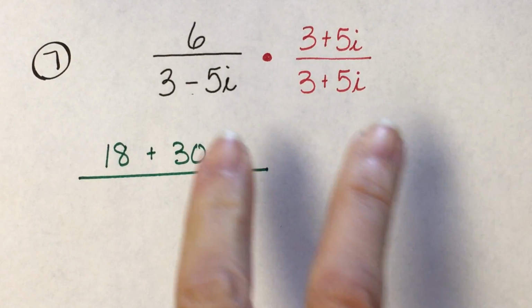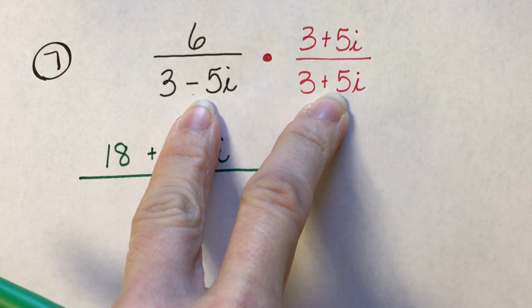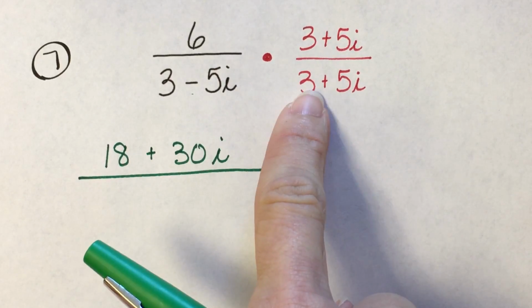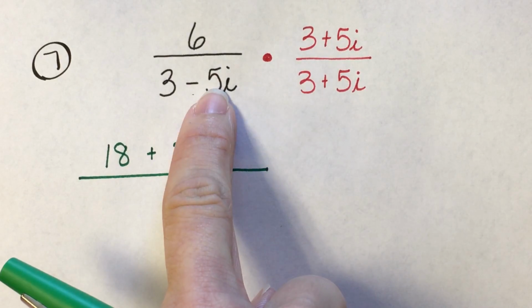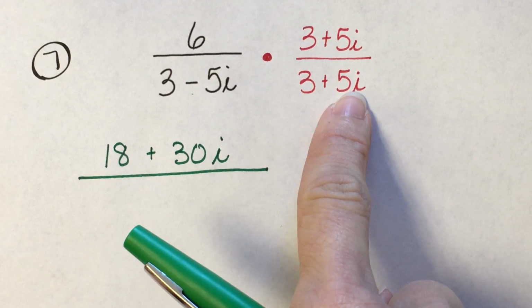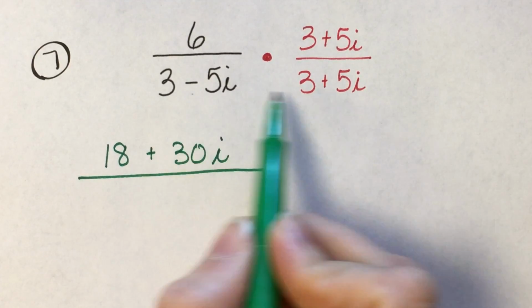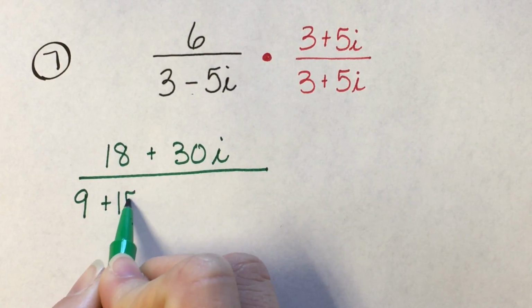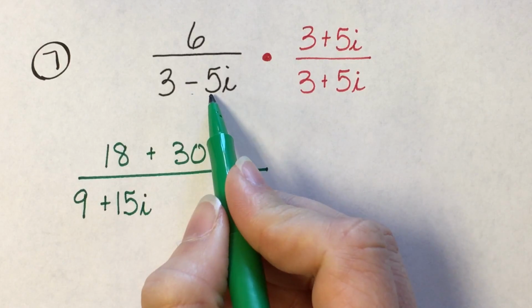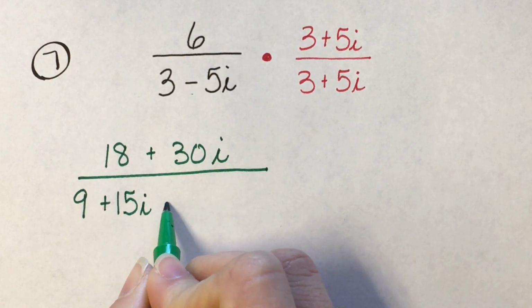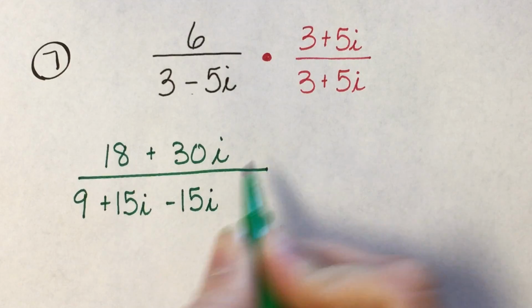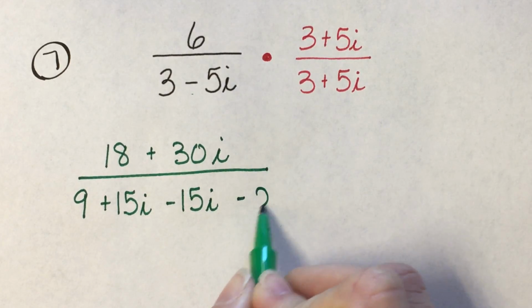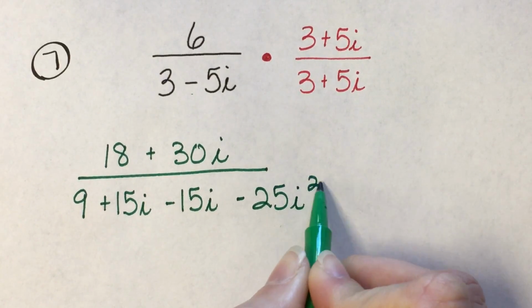Now, when you go to multiply the denominators out, this is going to require the FOIL method, just like I used a while ago. So I've got to take the 3 times both of these terms, and then the negative 5i times both of these terms. Okay, so starting with the 3, 3 times 3 is 9. 3 times 5i is 15i. Negative 5i times 3 is negative 15i. And then negative 5i times a positive 5i is a negative 25i squared.